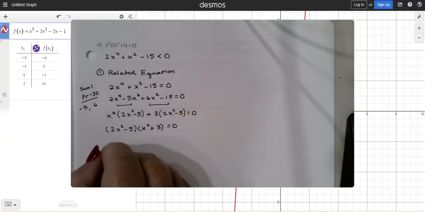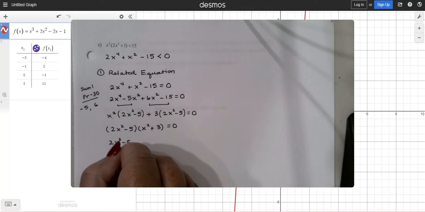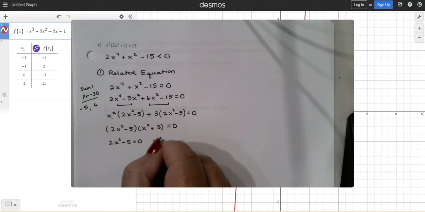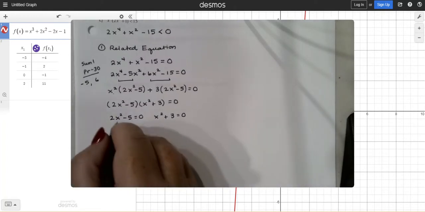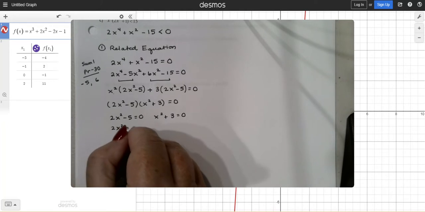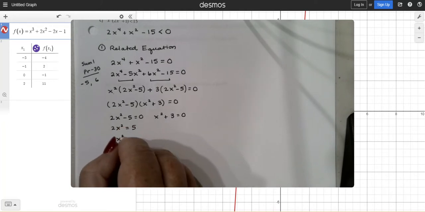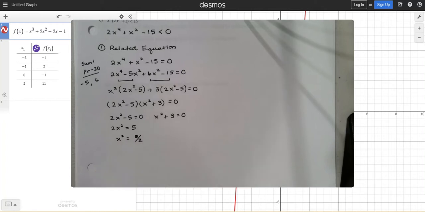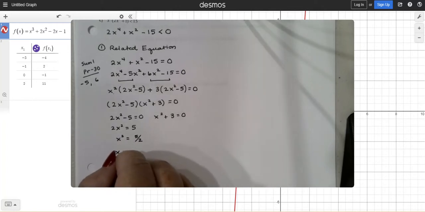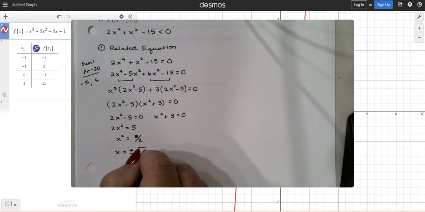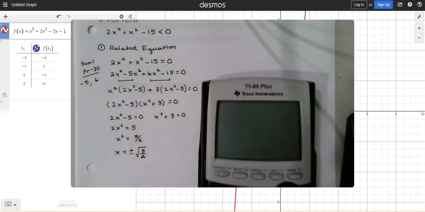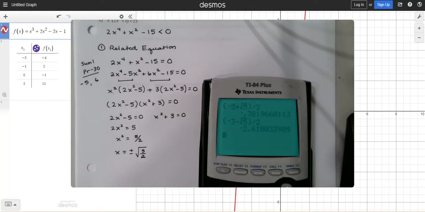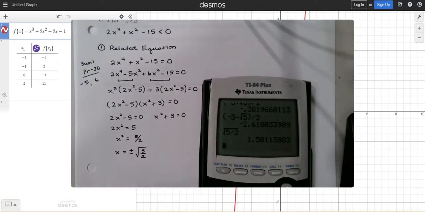All right, so either 2x squared minus 5 is 0, or x squared plus 3 equals 0. This would say 2x squared equals 5. So x squared is 5 over 2. And x would be plus or minus the square root of 5 over 2. Probably want decimal approximations if I'm going to put this on a number line. Square root of 5 halves, approximately 1.58.